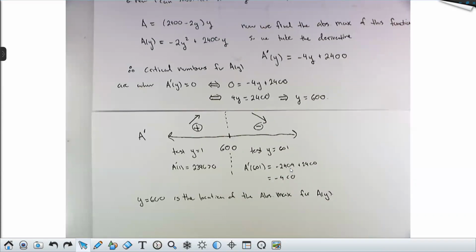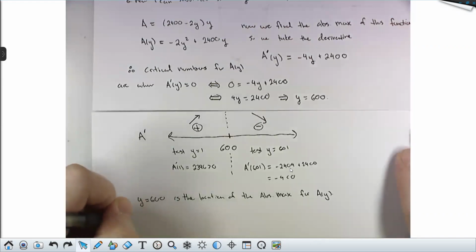And now we just have to go back and answer the question. So we know that when y is 600, this area is maximized. They asked us, what are the dimensions that provide the maximal area? Y is one of those, right? So 600 is one of those, but we need to know what X is also.